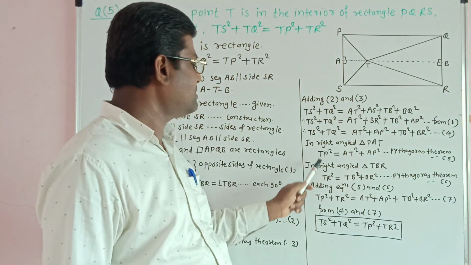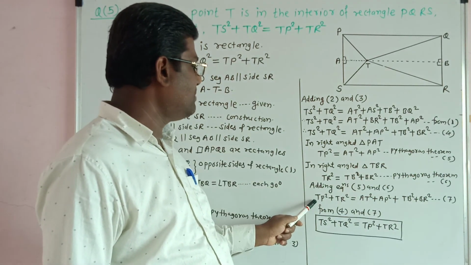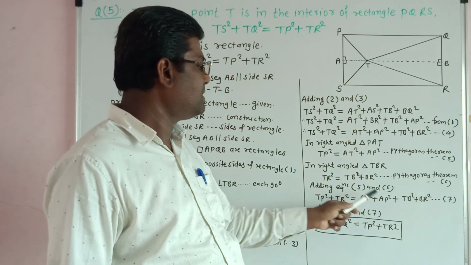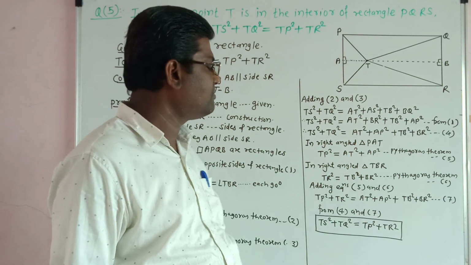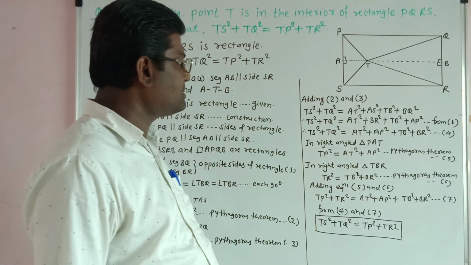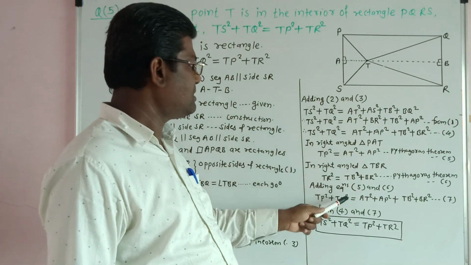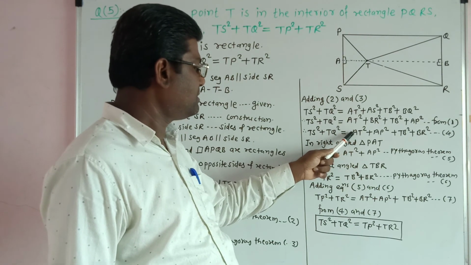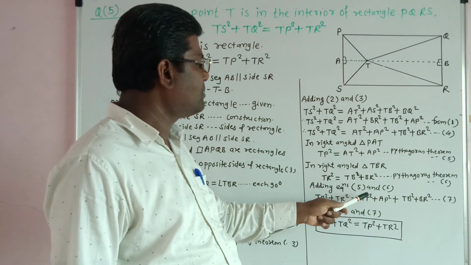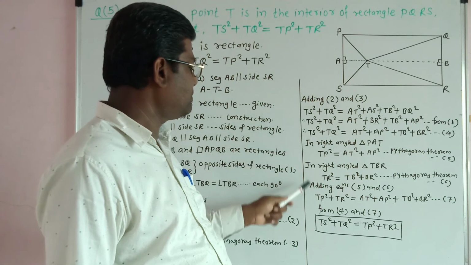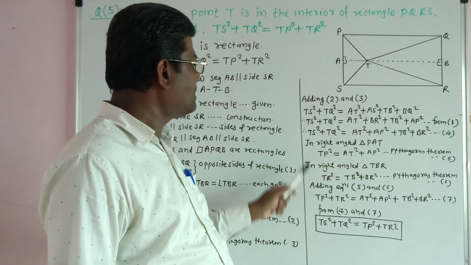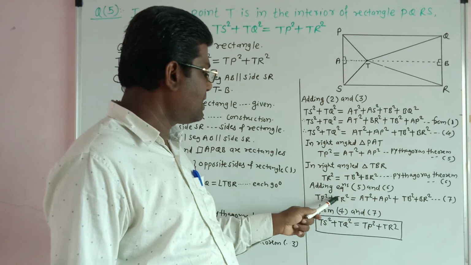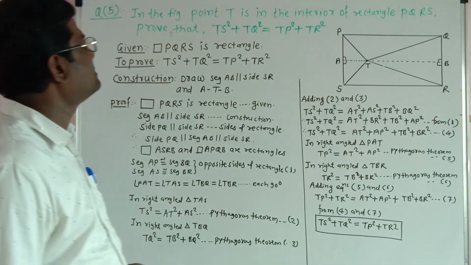Now add equations 5 and 6. So we get TP square plus TR square is equal to AT square plus AP square plus TB square plus BR square. Now see equation 4 and equation 7. The right sides of equation 4 and equation 7 are equal. Therefore, left sides will be equal. Therefore, TS square plus TQ square is equal to TP square plus TR square. This is proved.